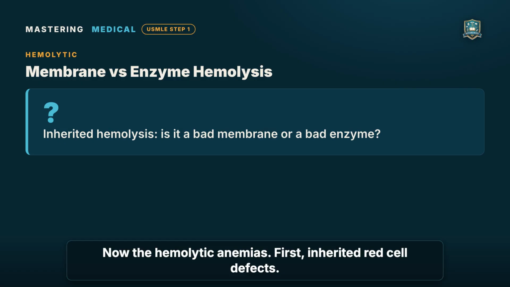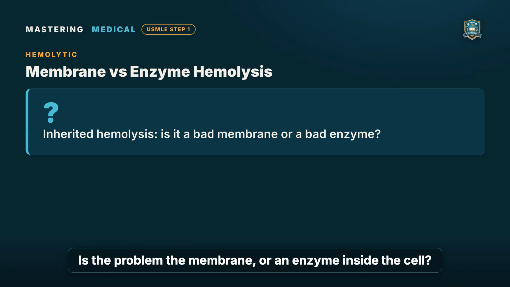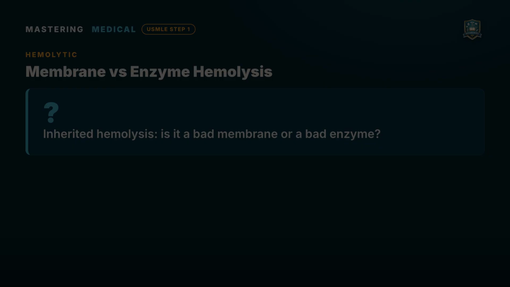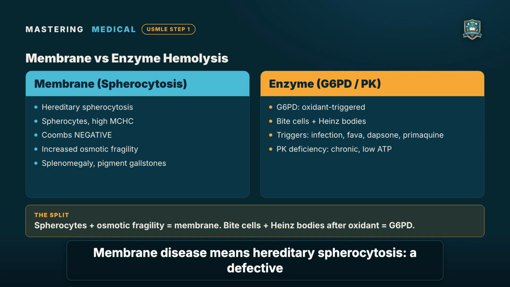Now the hemolytic anemias. First, inherited red cell defects. Is the problem the membrane or an enzyme inside the cell? Membrane disease means hereditary spherocytosis.